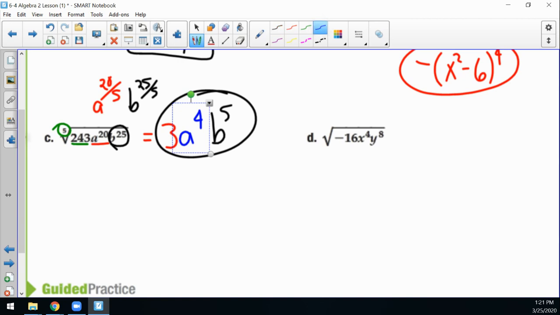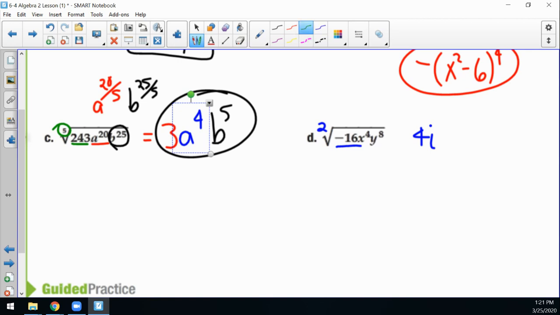Now, the next one we're going to go to. Check it out. We have negative 16 under a square root. Now, we said that there's no real roots, but we do know that there are imaginary roots. And so we're going to have to use i's here. So this is going to be 4i to start, because I know the square root of negative 16 is 4i.